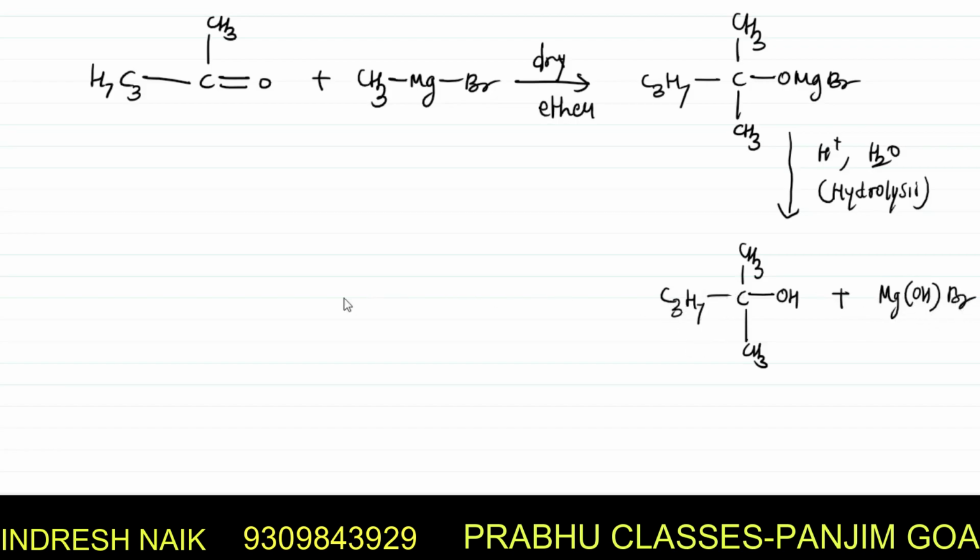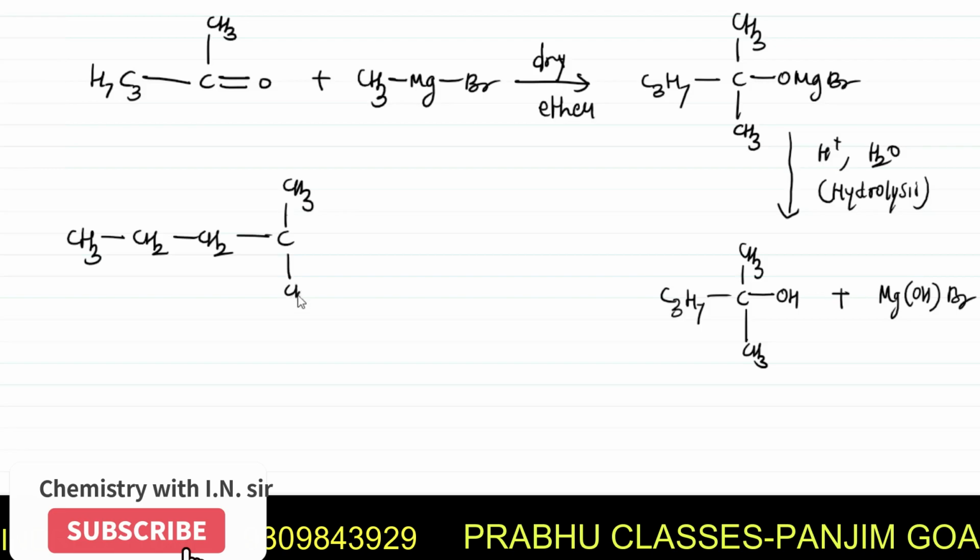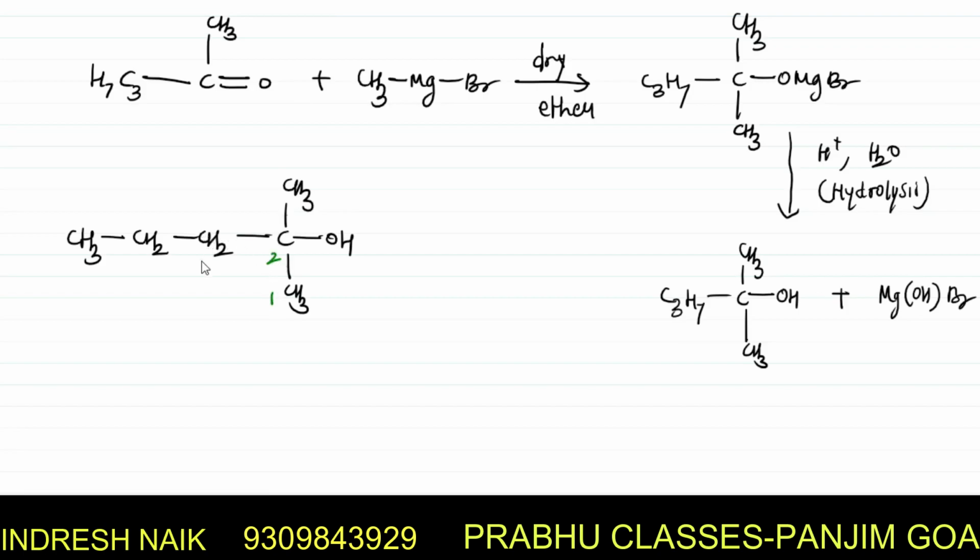What is the name of this compound? How to write the name of this compound? If you open this up, it is CH3, CH2, CH2, this is the carbon. Here it is methyl, here also methyl, and this is the OH. How to name this? You do the numbering this way: this is 1, 2, 3, 4, 5. So this is the longest chain, this is the substituent, and this is the functional group.